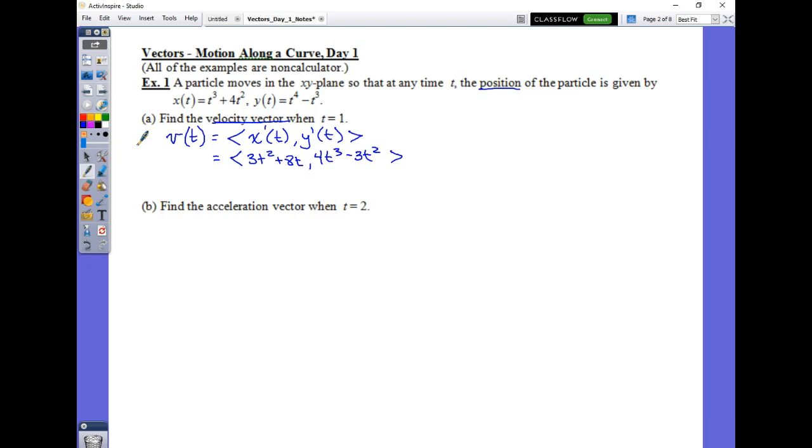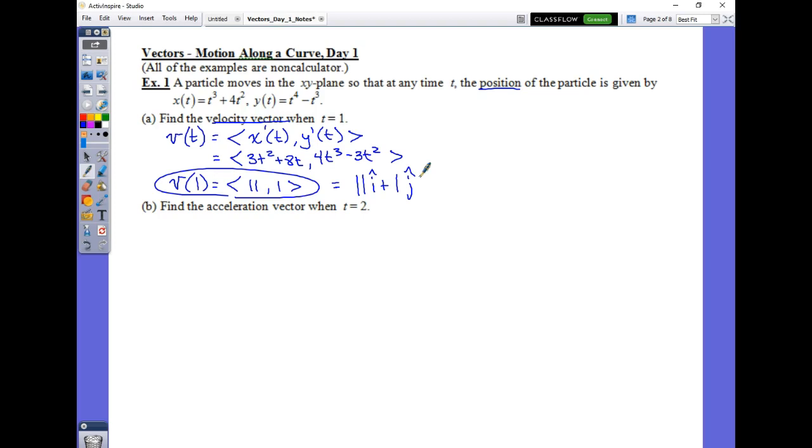The question specifically says we want to know what is the velocity at t equals 1. So we simply substitute a 1 in for the t to get ⟨11, 1⟩. And I will leave my answer like that. Now, I'm only going to mention this once because it is a notation that you may see later on in college. There is a notation where you could call that 11 i hat plus 1 j hat, or just j hat. The letters turn out to be 3 dimensions, i, j, and k.